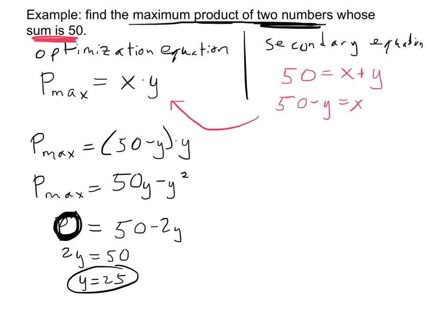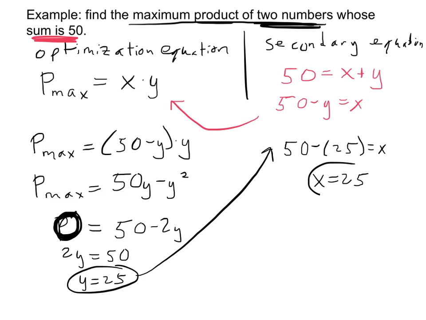Yay. At this point, your brain hopefully goes into autopilot. You've solved things enough to know, oh, I should plug that y back in. 50 minus 25 equals x. Great, that means x equals 25. Yay! At this point, you finish step 5. You're like, yay, I'm done with the problem.